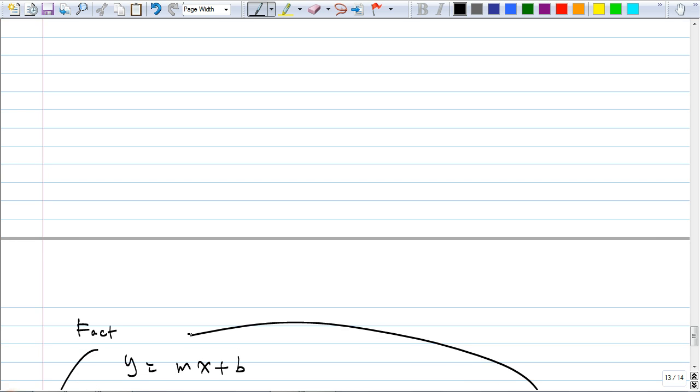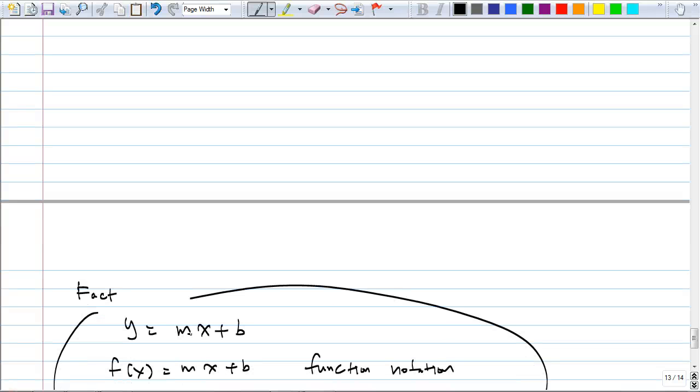Fact. What's another way of writing the equation y equals mx plus b using function notation? So it's kind of a summary. Yes? f of x equals? Yeah, mx plus b, right? Now, does it have to be f? Could I use g of x, h of x? Yeah, it doesn't matter. But I like to use f for function. It doesn't have to be f.